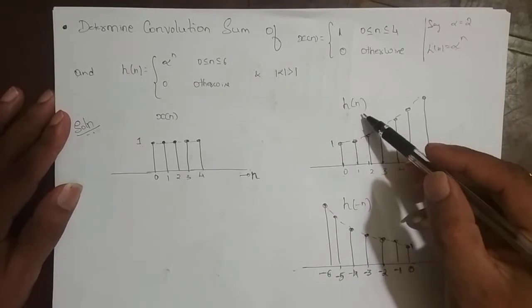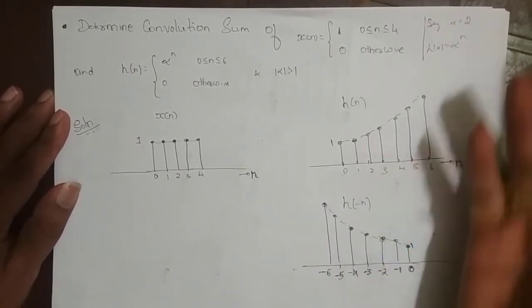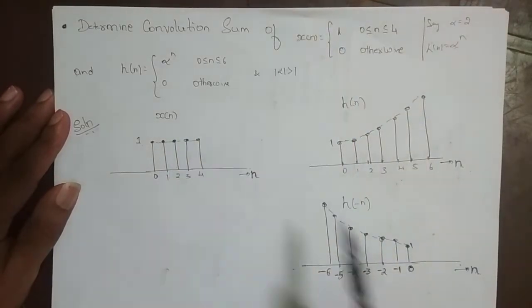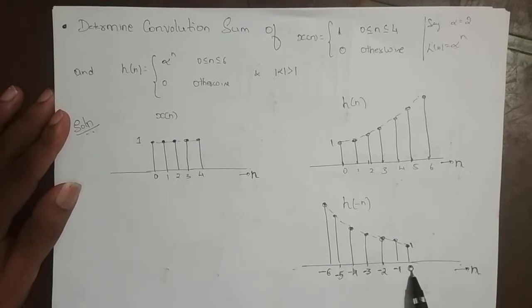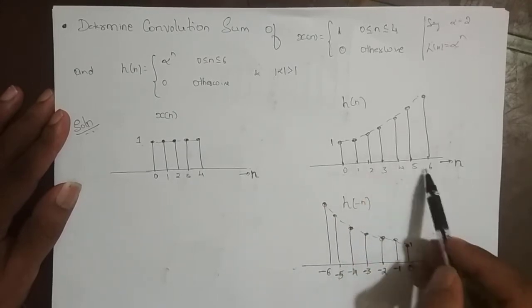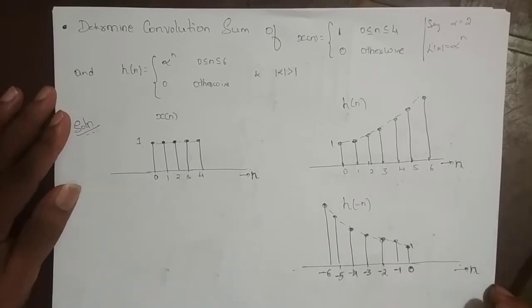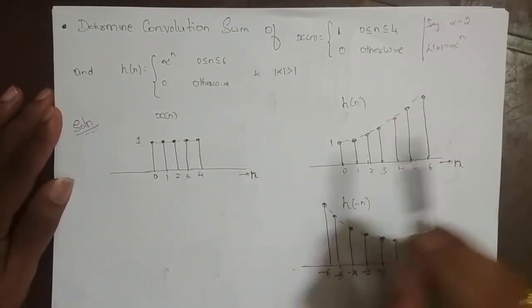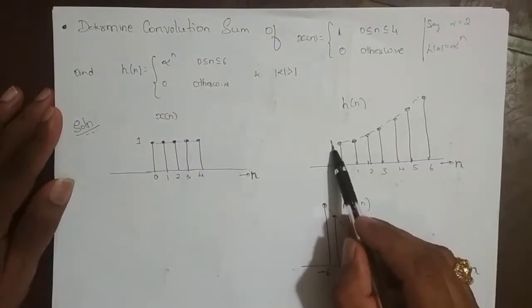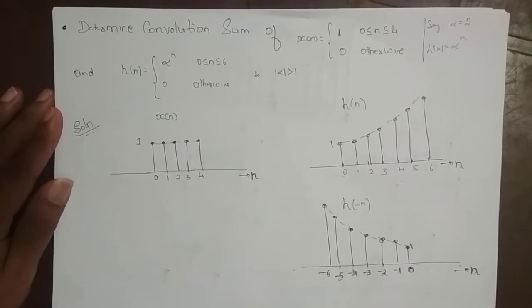So I have taken the mirror image of h of n, which is h of minus n. This is how it looks. It is nothing but the flipping of this sequence. So 0 does not change, it remains in the same position, whereas 1, 2, 3, 4, 5, 6 go to minus 1, minus 2, minus 3, dot dot dot, minus 6. I did not write the values of these samples because we don't know the value of alpha. But I know the sample at 0 is 1, because anything to the power 0 is 1.